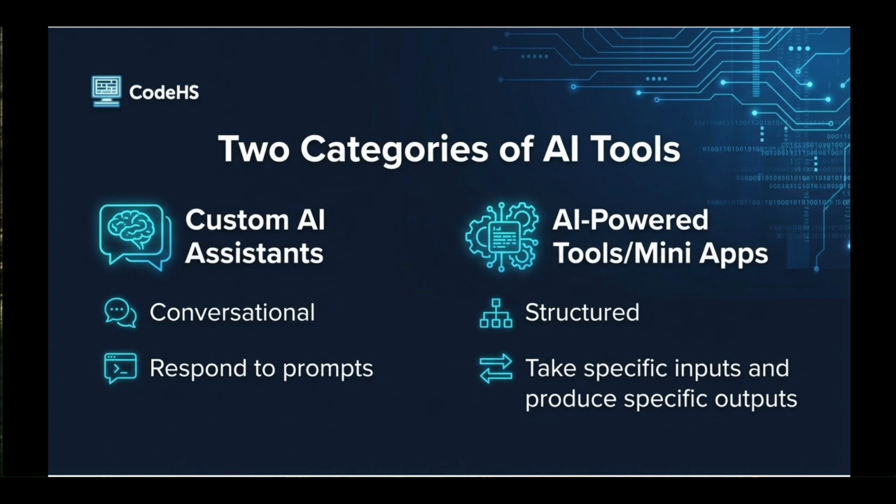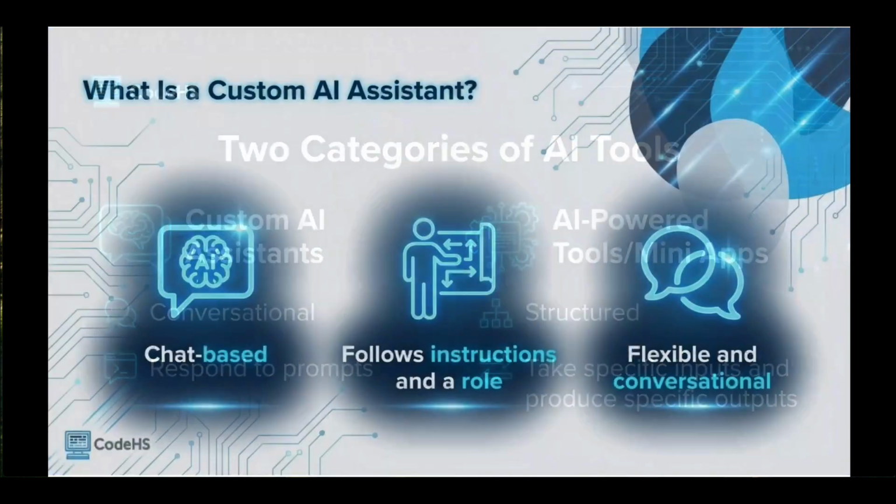In education, most AI tools fall into two broad categories. Custom AI assistants are conversational. They respond to prompts. AI-powered tools or apps are structured. They take specific inputs and produce specific outputs. Neither is better. They serve different purposes.